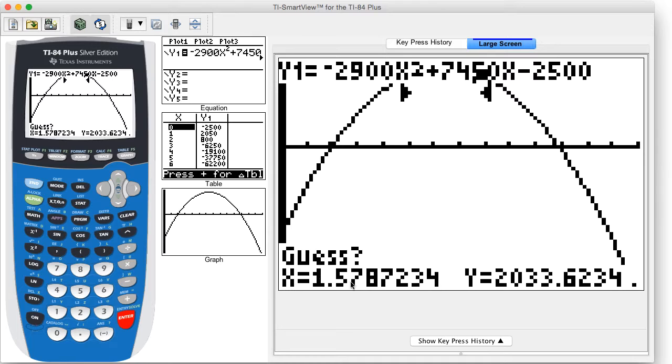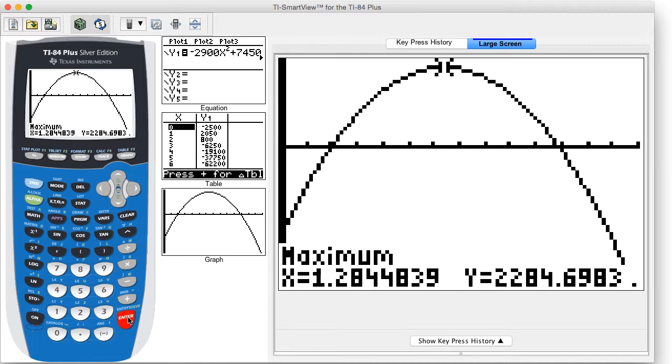And it asks me to put a guess. I don't need to do anything more. You could position the cursor closer to the maximum to help the calculator, or you can just press enter a third time, which is what I'll do. And so you can see the calculator's found the maximum point. Since this graph is a graph of a quadratic function, this is called the vertex. And the x value of the vertex, which in this case is my price, is about $1.28.